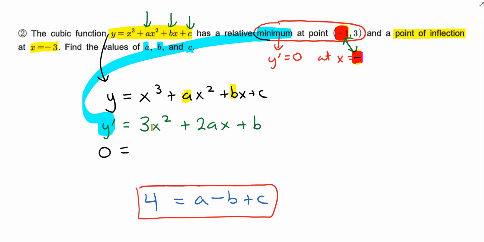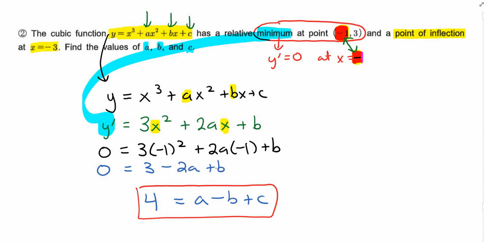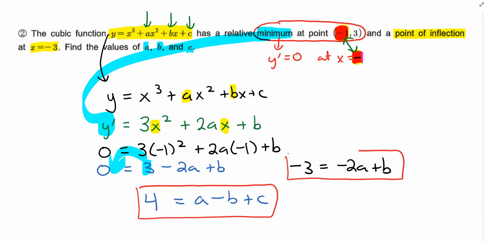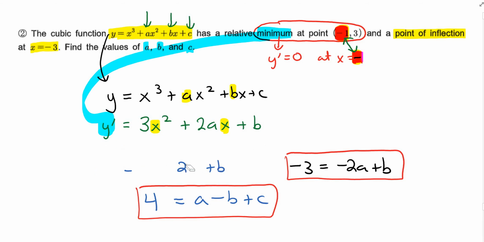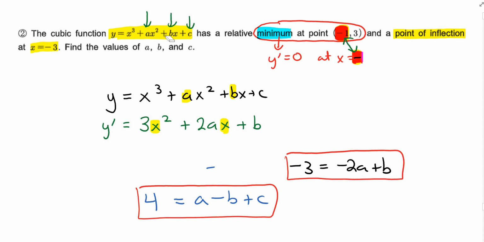So all my x values will now change to -1. So this will be 3 times -1 squared plus 2a times -1 plus b. And if I solve that, I would get 0 equals 3 minus 2a plus b. And then I can take this 3 and move that to the other side. So 0 minus 3 would be -3 equals -2a plus b. Okay, and I will box that because that will be important for the final step in this problem. Let me just erase this.